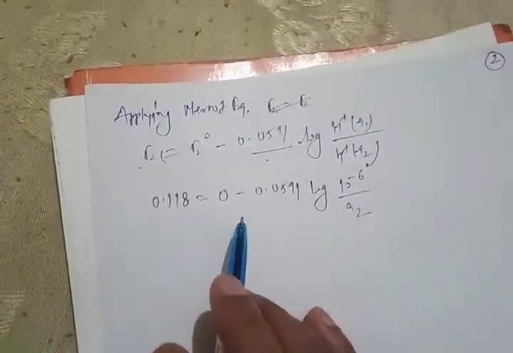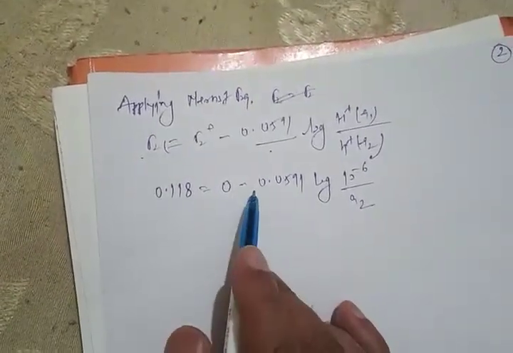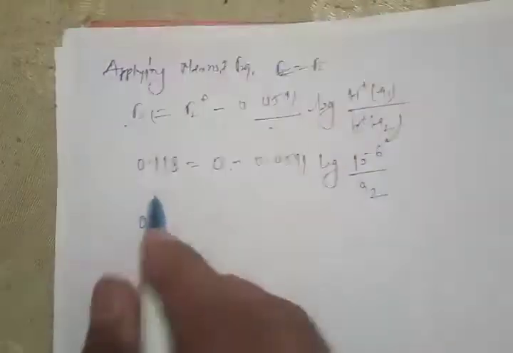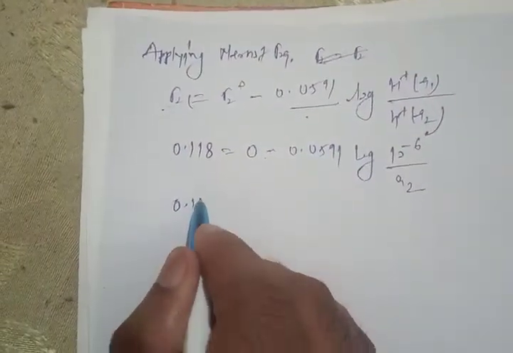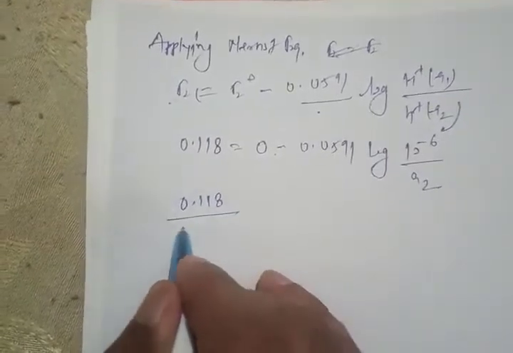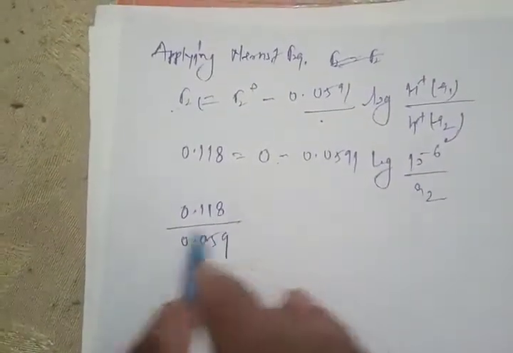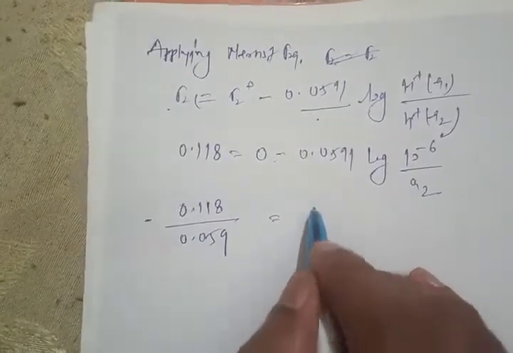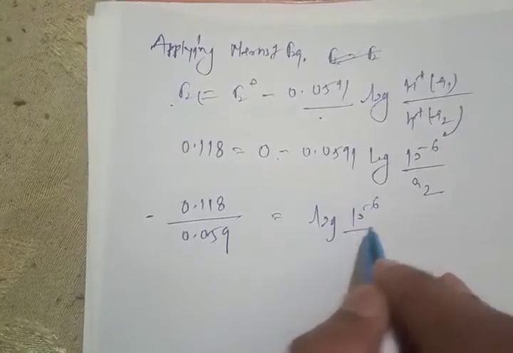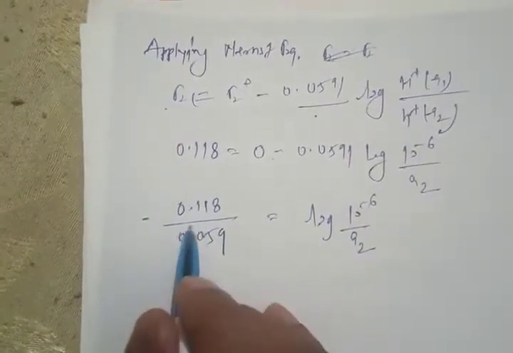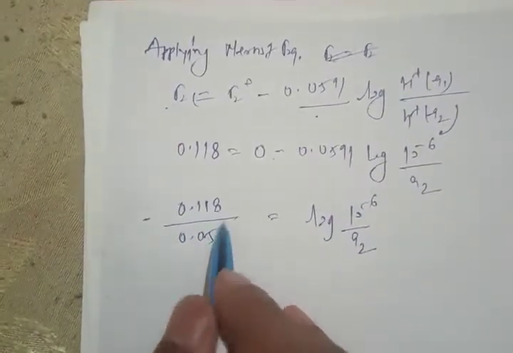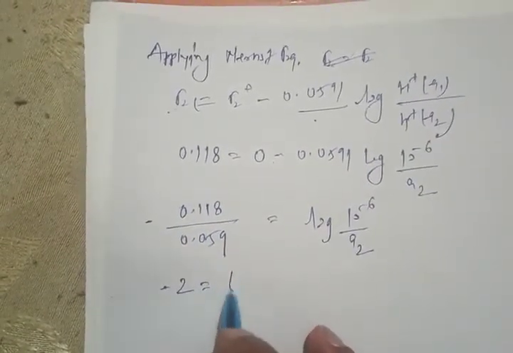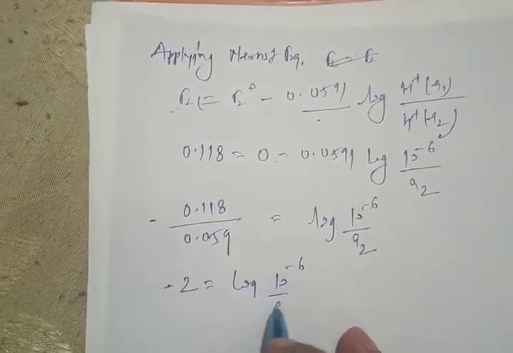And then here is the minus sign, so 0.118 divided by 0.059 will be written on this side as negative, and this will be log of 10 to the power minus 6 upon A2. So this will be cancelled out by twice. This is exactly twice of this, so this is minus 2 equals log of 10 to the power minus 6 upon A2.